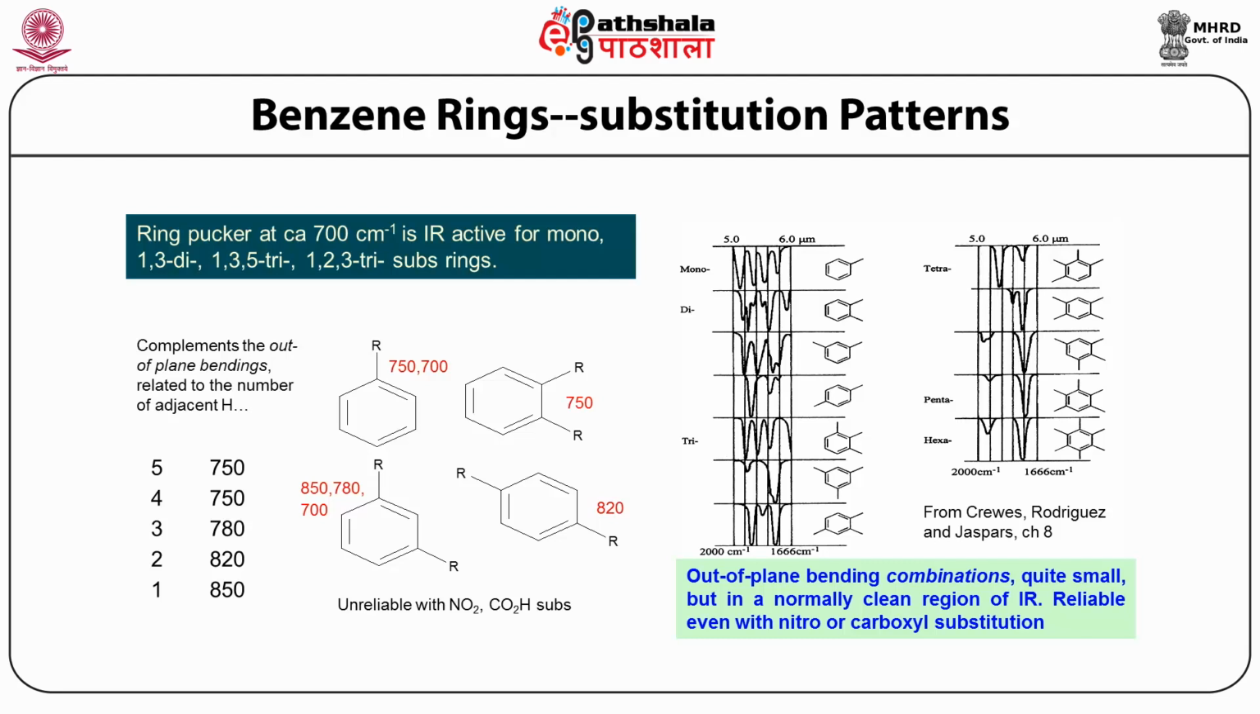Out-of-plane bending combinations are quite small, but it is normally a clean region of the IR, reliable even with nitro or carboxylic acid substitution.